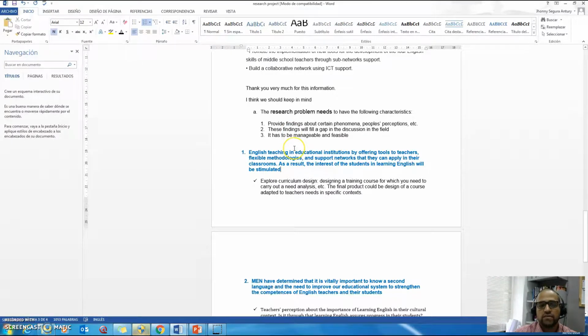Now, these findings will fill a gap in the discussion in the field. So we're talking about what is the situation of these teachers who have to teach English in a certain context, under certain situations, following the goals established by the Ministry of Education. It has to be manageable and feasible, and that's the issue.